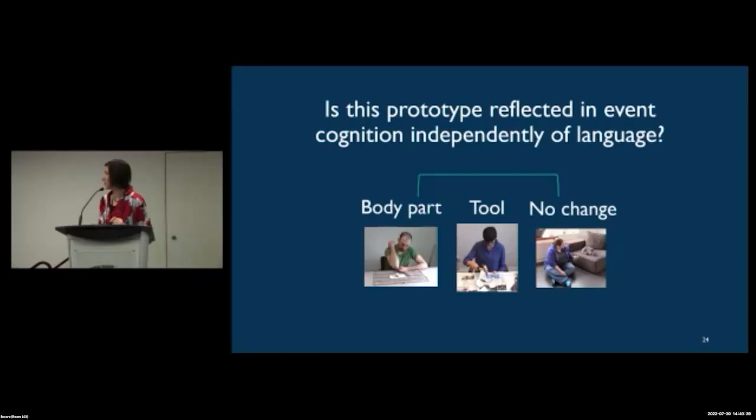And it's an important question going forward whether this prototype, even just for speakers of English, Dutch, and German, is reflected in event cognition independently of language. Like if you did a memory task and you were able to control for different perceptual aspects of the stimuli, would you find that these three events are patterning together as people having the most robust memory, which would be a marker of prototypicality as well?